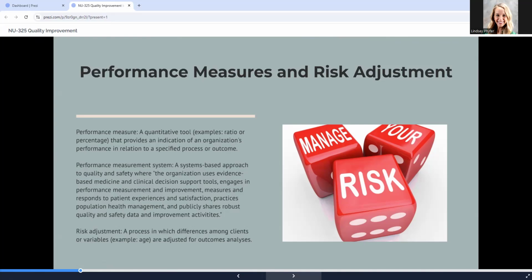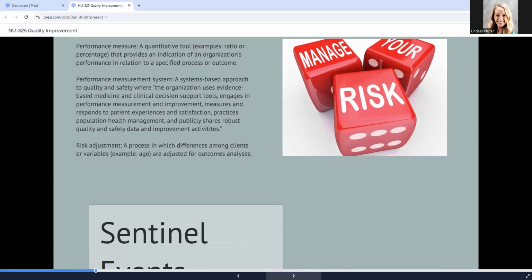And lastly, risk adjustment is a process in which differences among clients or variables, so an example of this would be client's age, are adjusted for outcomes analysis. So when you think about taking care of the pediatric population versus the elderly population in regards to cancer care, obviously the outcomes for the pediatric population and the elderly population are going to look very different. So risk adjustment keeps that in mind when sharing the available data so that they can ensure that the patient safety practices that are implemented are targeted for that specific population.